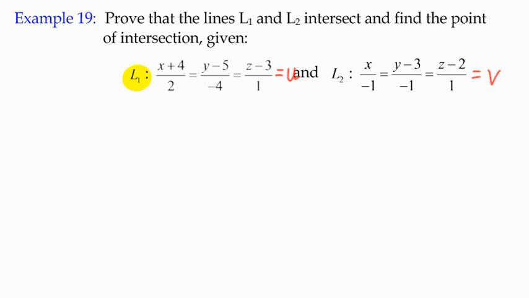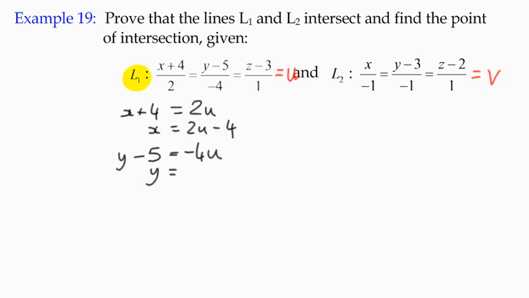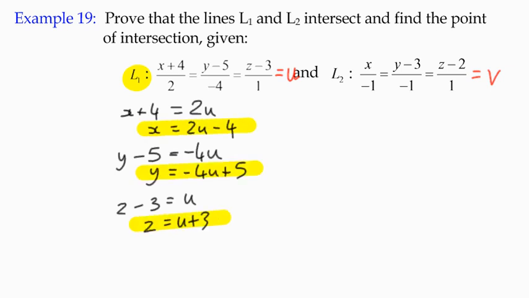So in that case, the set of equations that we've got is x plus 4 equals 2u, therefore x equals 2u minus 4. And y minus 5 equals negative 4u, therefore y equals negative 4u plus 5. And in my z coordinate, z minus 3 equals 1 times u, so z equals u plus 3. So here we have our 3 parametric equations based on line 1.